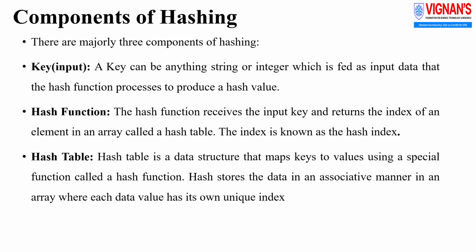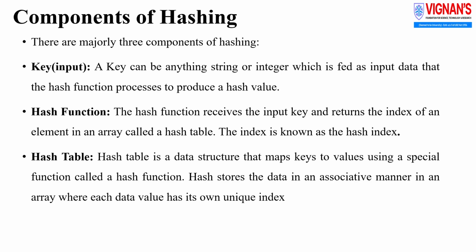Components of hashing. There are three main components of hashing. The first component is the key, also called the input. A key can be a string or an integer that is provided as input to the hash function to generate a hash value. The second component is the hash function. The hash function takes the input key and returns an index in an array known as the hash table. This index is called the hash index.